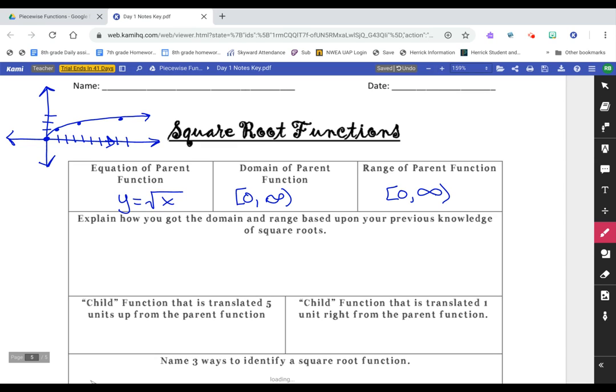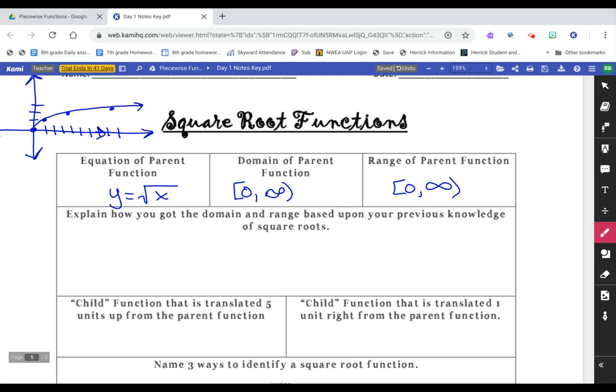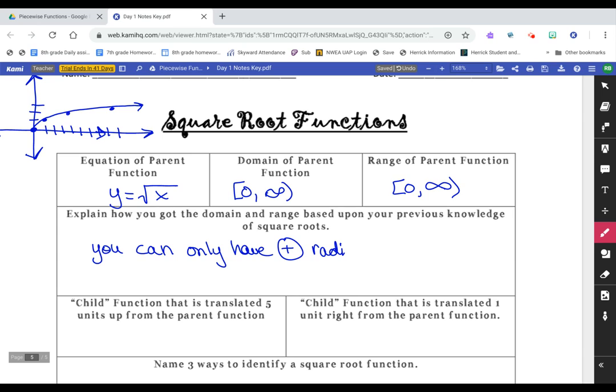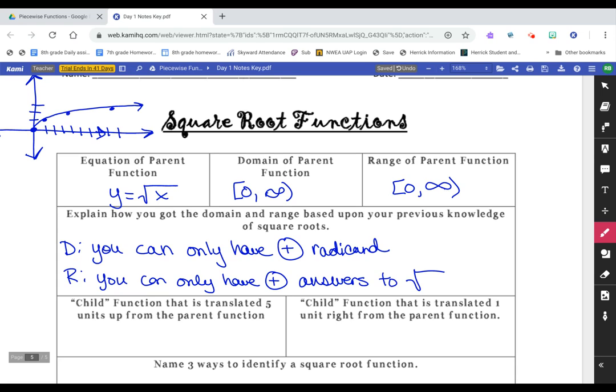How can you explain how you got the domain and the range based upon your previous knowledge of square roots? Well, you know that you can only have positive numbers for x. And we'll write a positive radicand, which is the number underneath the square root sign. And then that's for your domain. For your range, you can only have positive answers to square root problems.